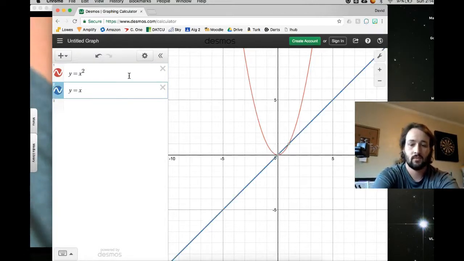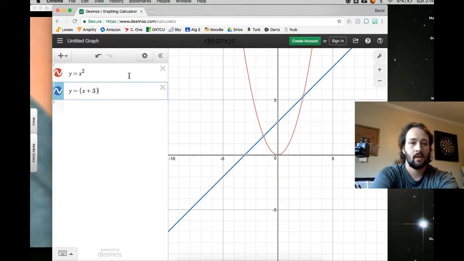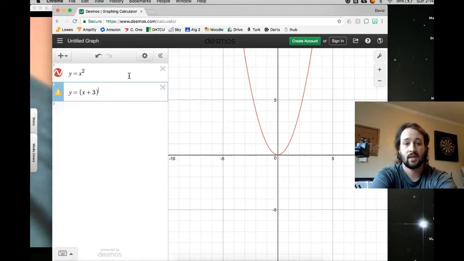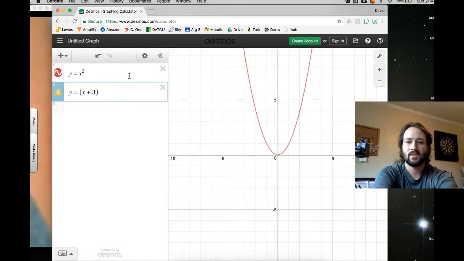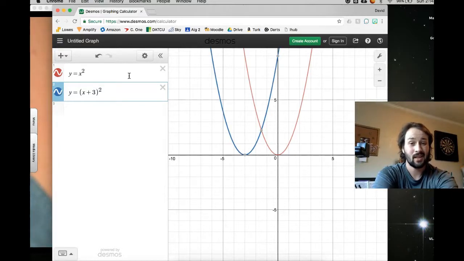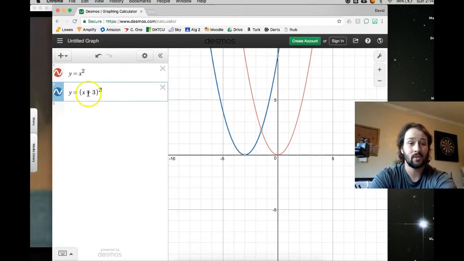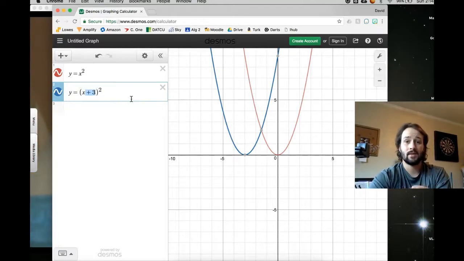So if I have x plus 3, raised to the second, what's going to happen is it actually takes that function and it moves it to the left 3. Kind of weird, right? Because we see a plus 3, right? So what I think of when I'm with my x's, I do the opposite of what I see.